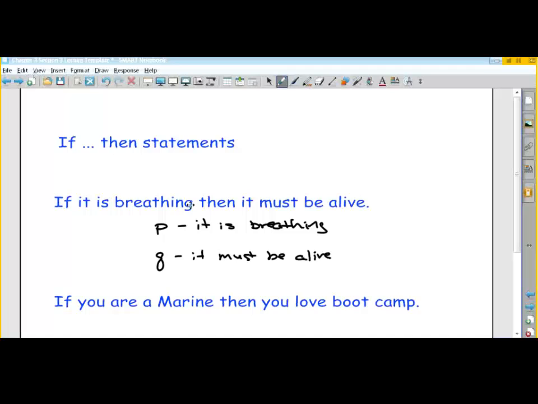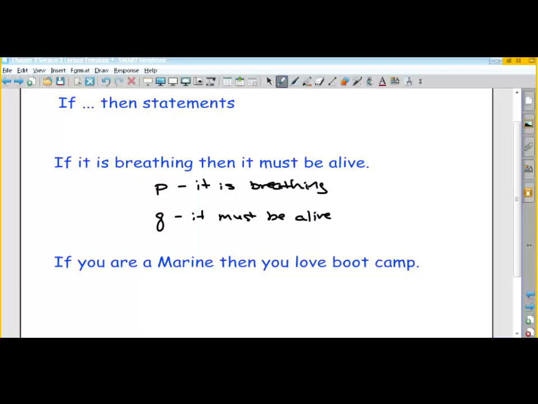Now of course we're going to have to come up with a different symbol to represent this particular word combination. And then you have another if-then statement here. If you are a Marine, then you love boot camp. So in this case, statement P would be, you are a Marine, and I guess that's with a capital M. Sorry if anybody's a Marine. And statement Q would be, you love boot camp. Again, both of these statements can be true or false.